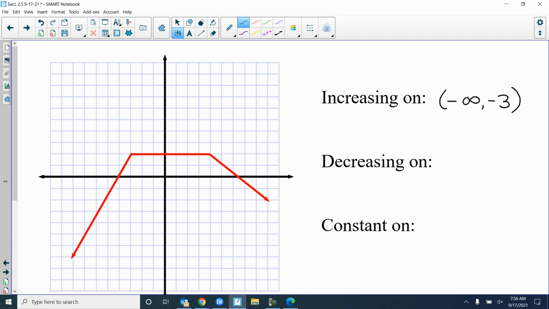Decreasing, well, decreasing is going downhill. It's going to be at 1, 2, 3, 4 to positive infinity. 4 to positive infinity. It's going to be decreasing. Whoops, move that up. Why did I put it there? Right there. Decreasing on 4 to positive infinity. And constant in between. So from -3 to 4, it's constant. Again, we're not going to put a bracket. It's not going to be increasing, decreasing, or constant at those kind of changeover points.